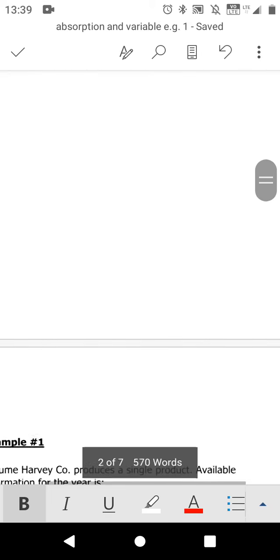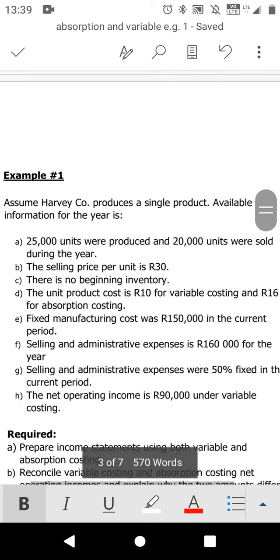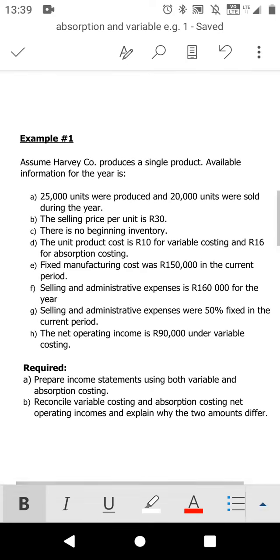Okay, now let's go to our first example. Assume a company produced a single product. Available information for the year is 25,000 units were produced and 20,000 units were sold during the year. So on number A, we have 2 units. The first one is 25,000 units that was produced. Then the other 20,000 were sold.